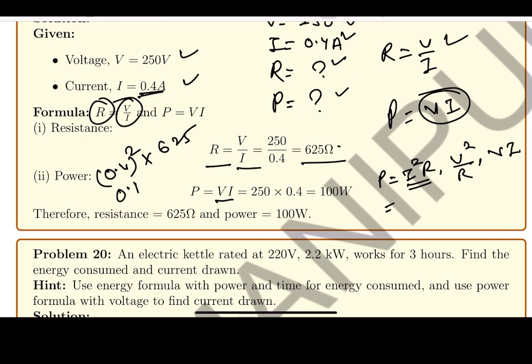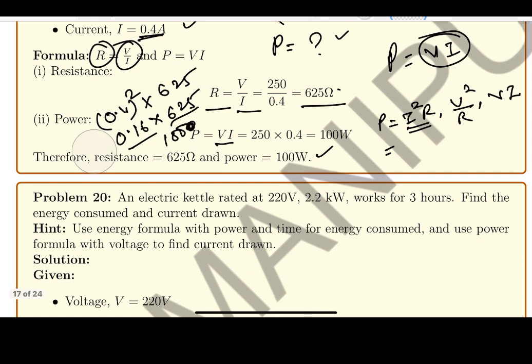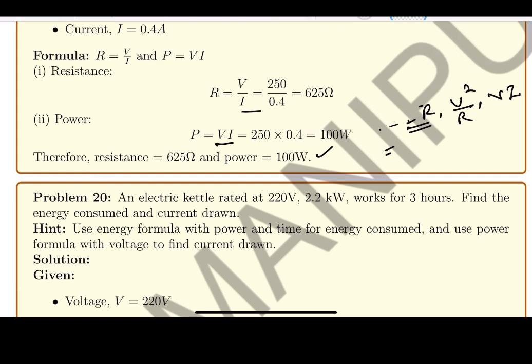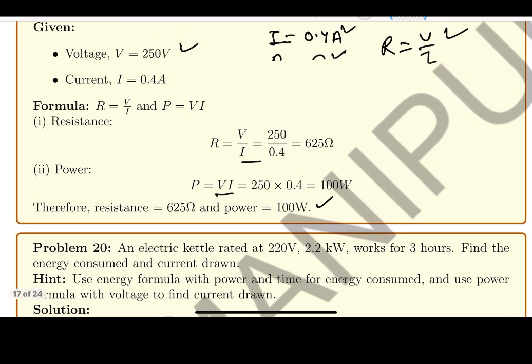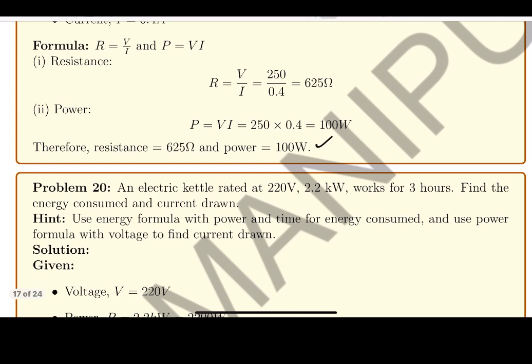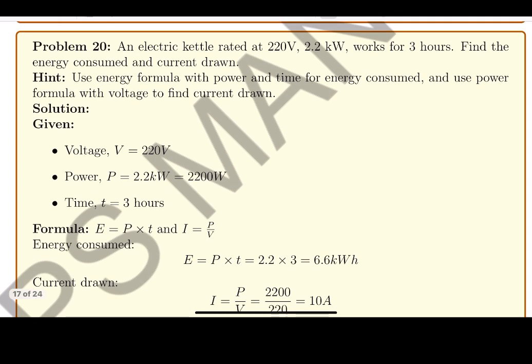0.4 square is 0.16 into 625. If I multiply these two, I'll get 100. I may be wrong, but please check. You can use any formula and find out. But here, why am I using VI? Because V and I are given in the question. Therefore we use this formula. Let's go next. Next is problem number 20.